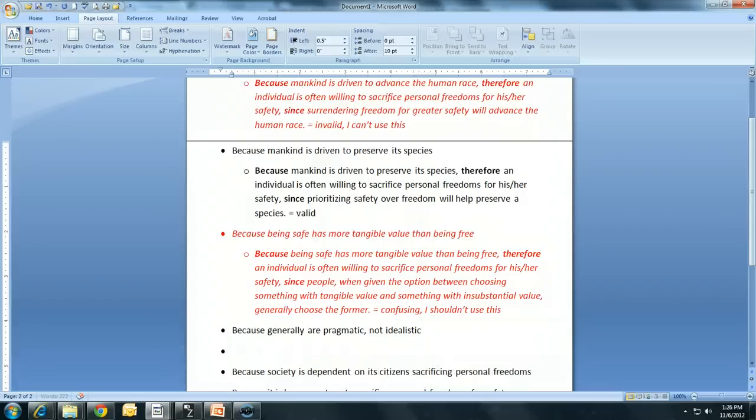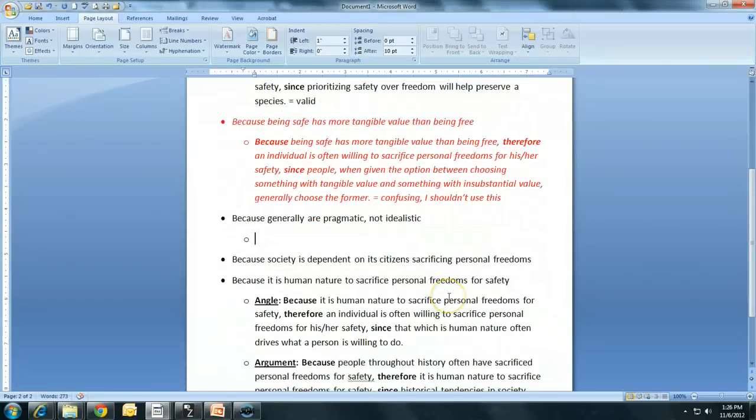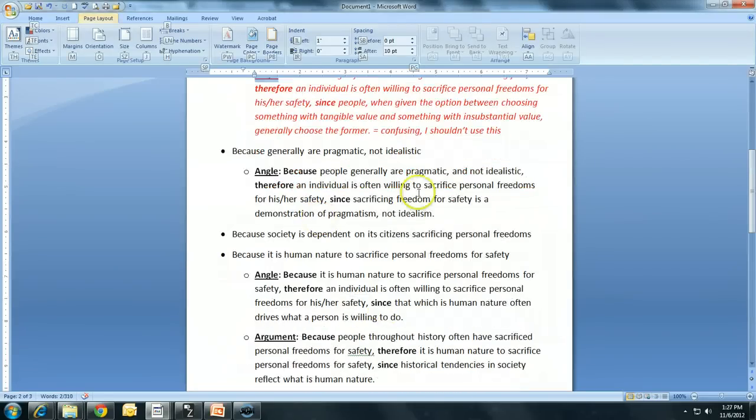And so let's go ahead and test my new supporting claim here, and I've actually got this one already typed up as well. And here it is. Because people generally are pragmatic and not idealistic, therefore an individual is often willing to sacrifice personal freedoms for his or her safety, since sacrificing freedom for safety is a demonstration of pragmatism, not idealism. That's perfectly sound. That is clear and valid.